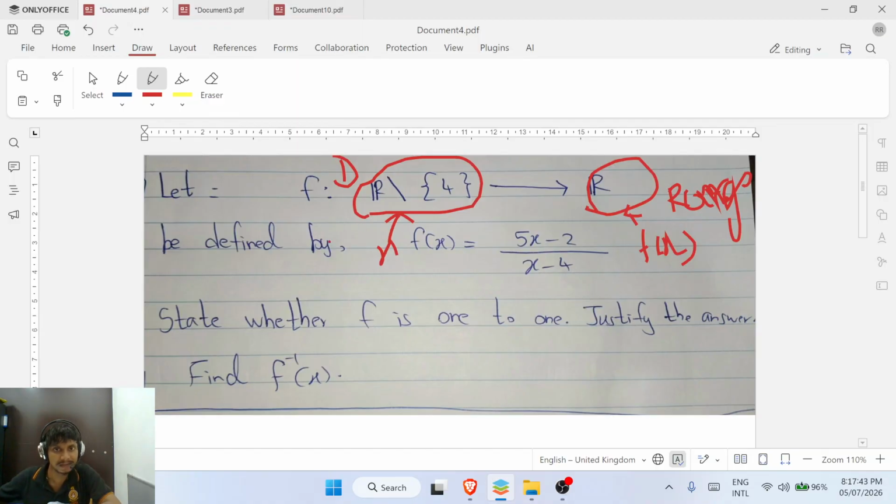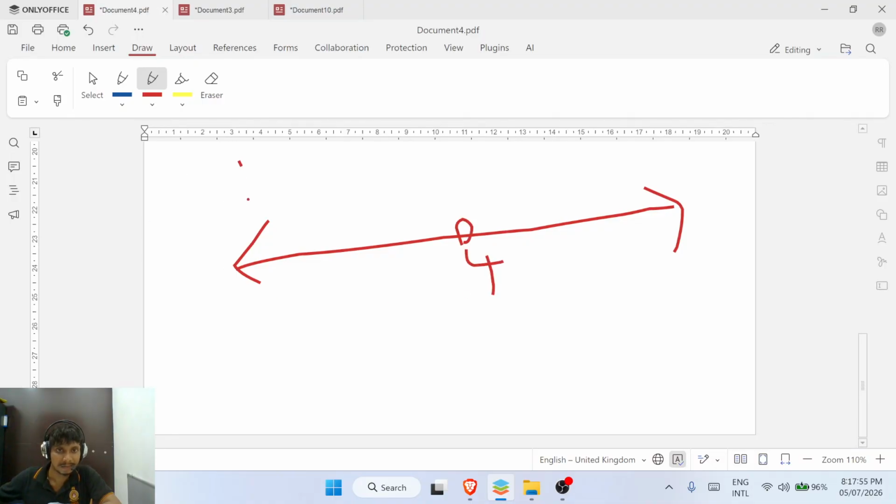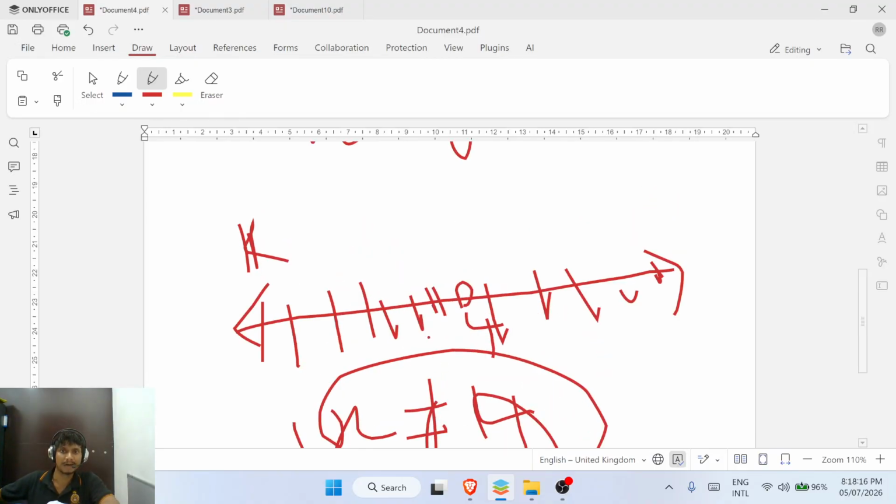Here, if you see this real number set, what is the meaning of this? Real number set without 4. Please assume that this is a real number set. In the real number set, we can substitute any values except 4, which means x is not equal to 4. We can use x equal to 1, x equal to 1000, x equal to minus 2000, any number except 4.